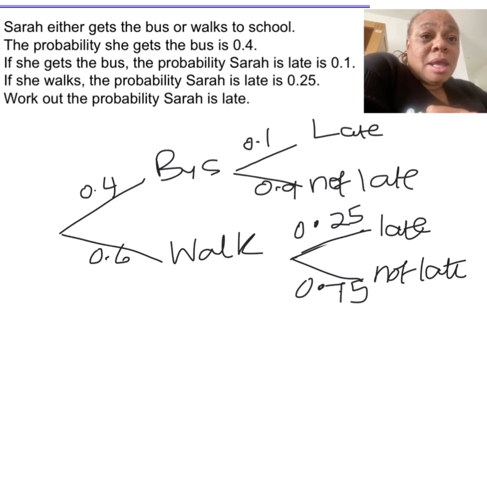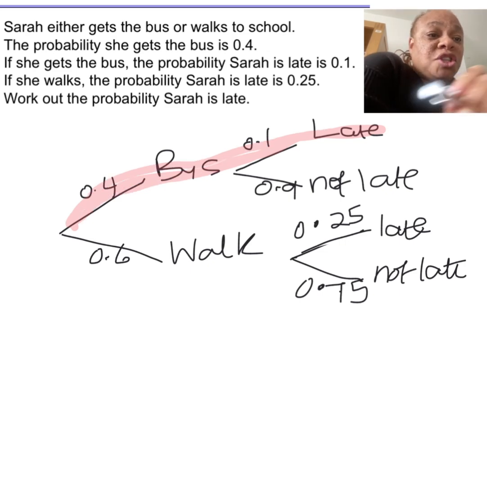Okay, now work out the probability that Sarah is late. There are two ways that Sarah can be late, okay? She can take the bus and be late, so this is the path that the tree diagram will take, or she can walk and be late, so I'm going to do that in blue. She can walk and be late.